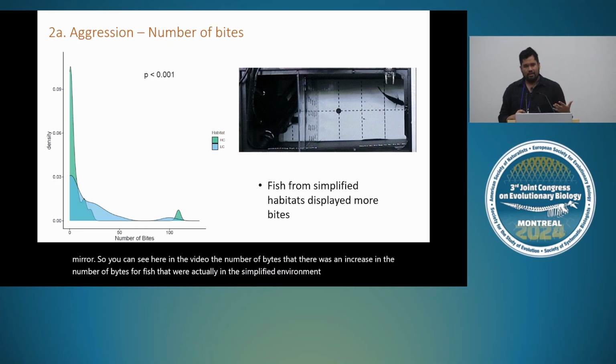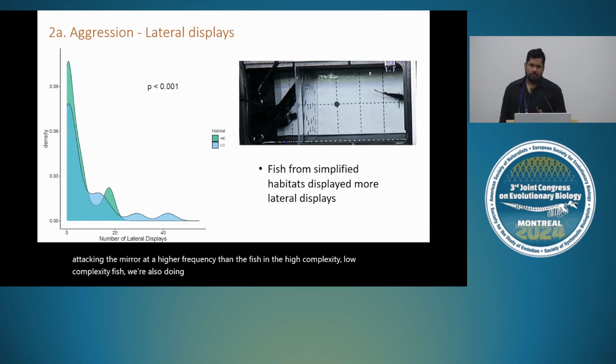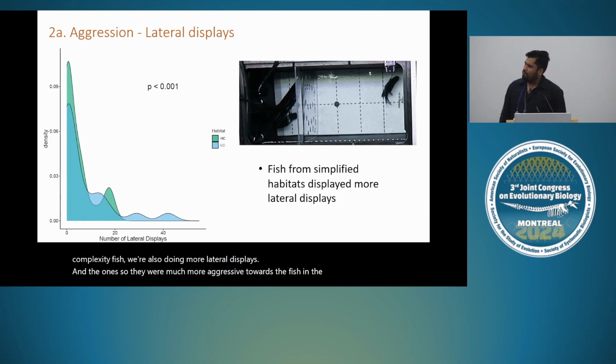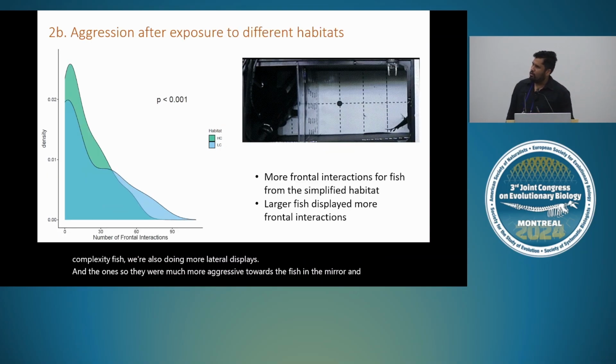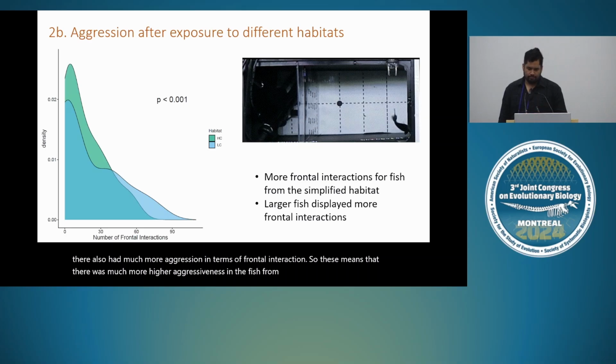So they're attacking the mirror at a higher frequency than the fish in the high complexity. The low complexity fish were also doing more lateral displays, so they were much more aggressive towards the fish in the mirror. And then they also had much more aggression in terms of frontal interaction. So this means that there was much higher aggressiveness in the fish from the low complexity environment.